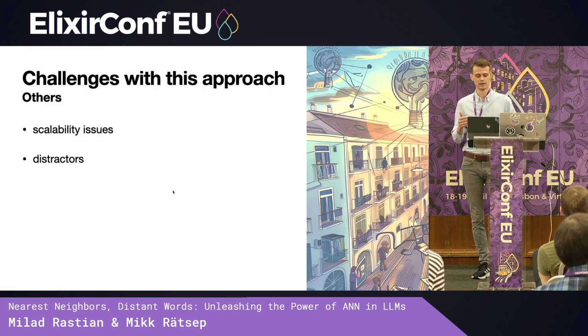Distractors. Retrieval mechanisms might fetch irrelevant or misleading information, especially if the query is ambiguous or the indexing isn't great. Imagine asking for help with Elixir and getting a potion recipe. Not really helpful, and it can mess up our entire generation process.